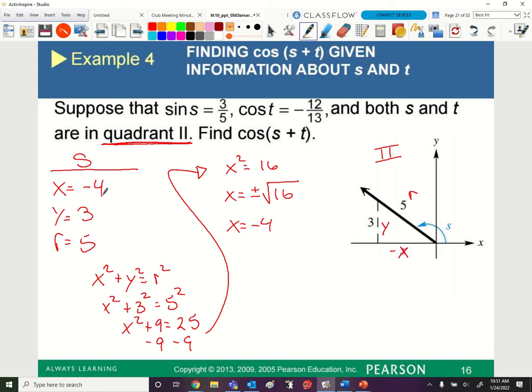So that takes care of S. That's x, y, and r for my S. Next thing I'm going to do is my T. So I'm going to go to the next page. I'm going to do my T, where cosine T is equal to negative 12 over 13.